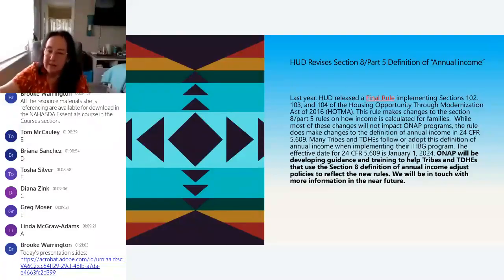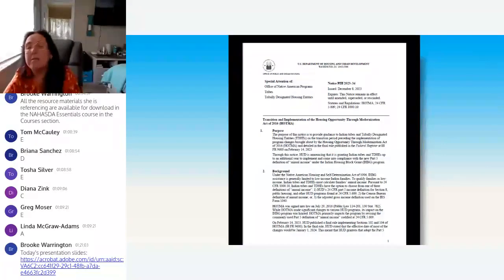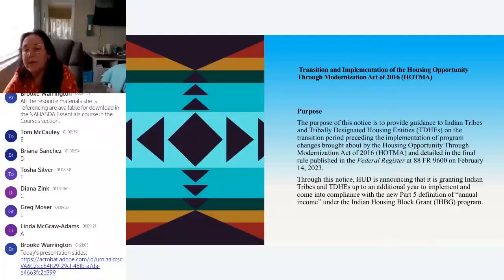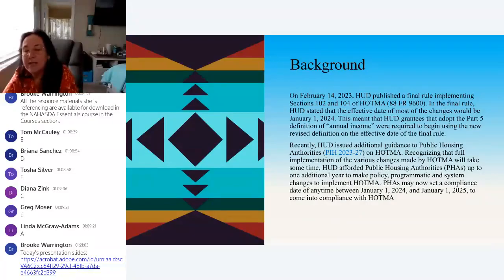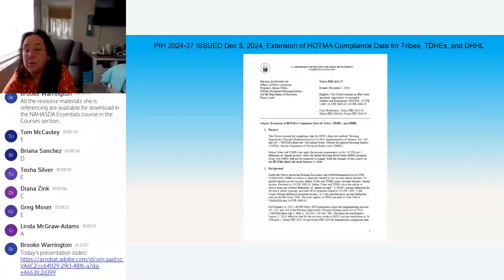It was supposed to be done by December 31st, and we received a reprieve. This one gave us until January 1st of 2024. And then another one came out and said we have now until January 1st, 2025. No, right here. December 5th, it came out. It gave us an extension of the HOTMA compliance dates for the tribes, and we now have an additional year.